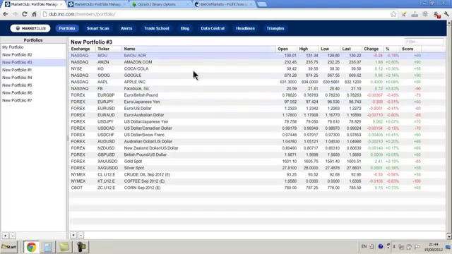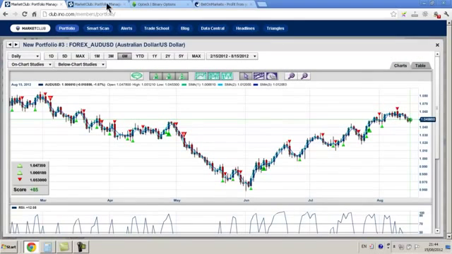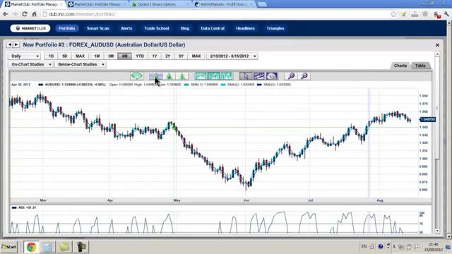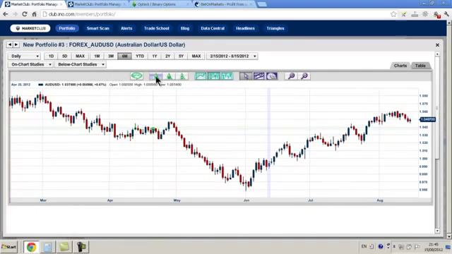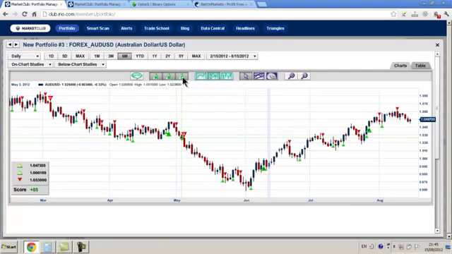Okay, so we need to set up our charts first. While we're talking about Australia, let's go and have a look at the Aussie US dollar. So there it is over there. Now you can see I've got my chart set up a little bit differently. So let's go back to a blank screen, and I'll show you how to set it up. Remember, the first thing to add: we want to add our monthly, our weekly, and our daily trade triangles.